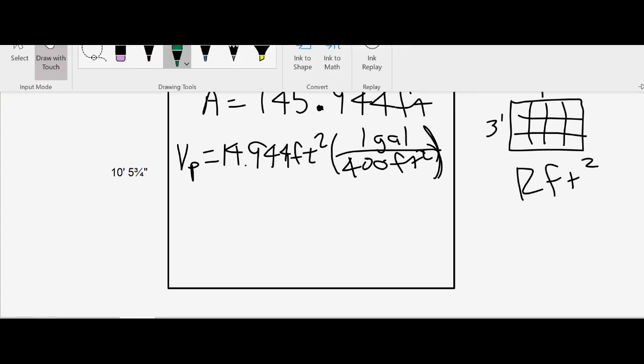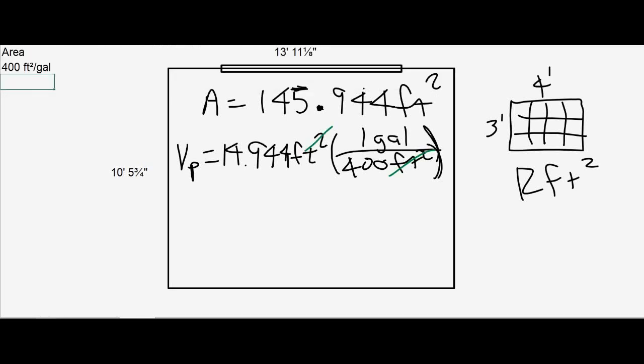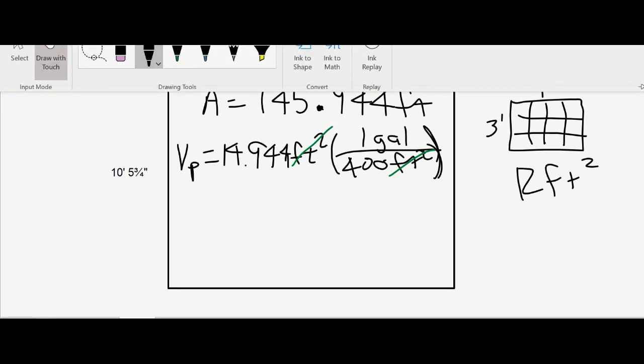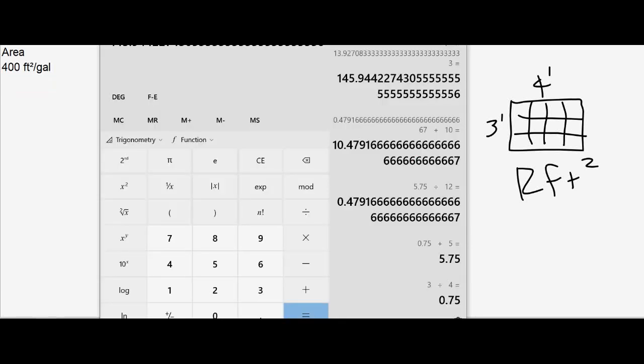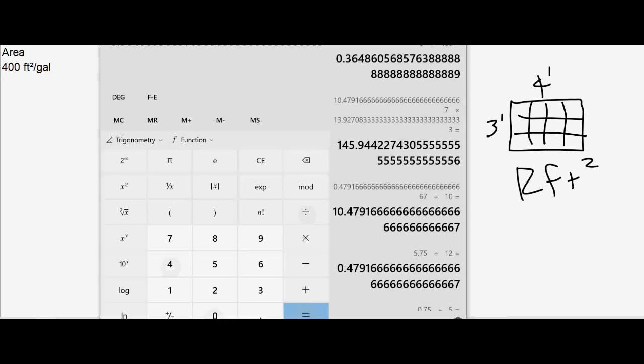And now, as we have seen before, we can cancel our feet squared. I just realized I forgot to write the 5. There we go. So I now have to multiply by 1 over 400, or multiply times 1 and divide by 400. I'm just going to divide by 400. Hopefully you know that 1 times 13 point something is 13 point something. So I need 0.365 gallons.